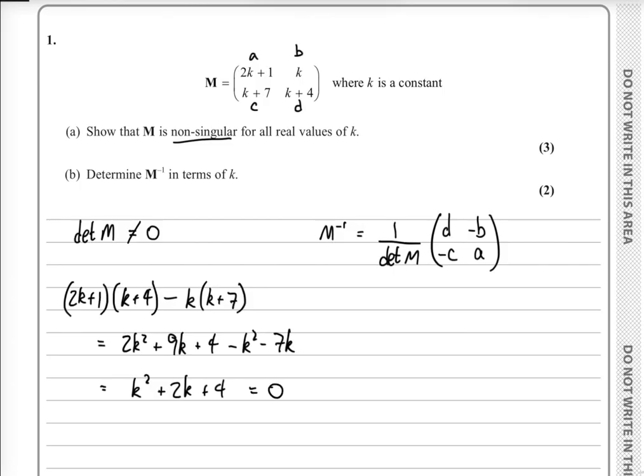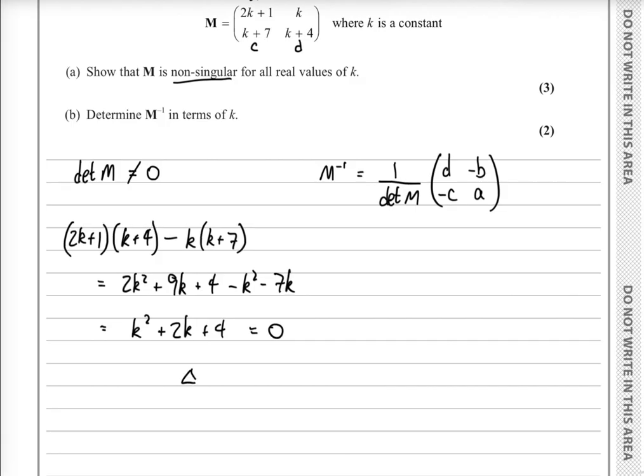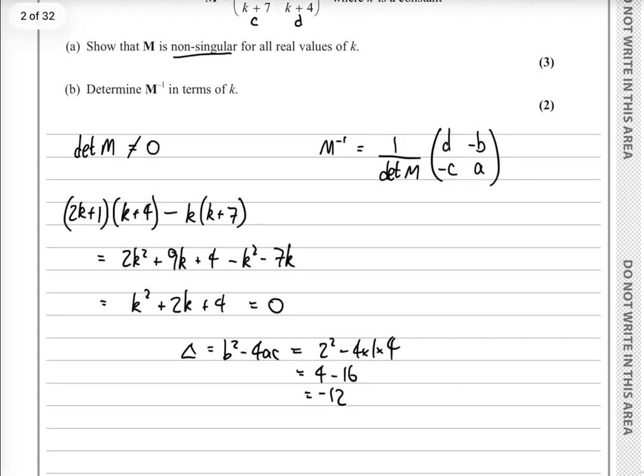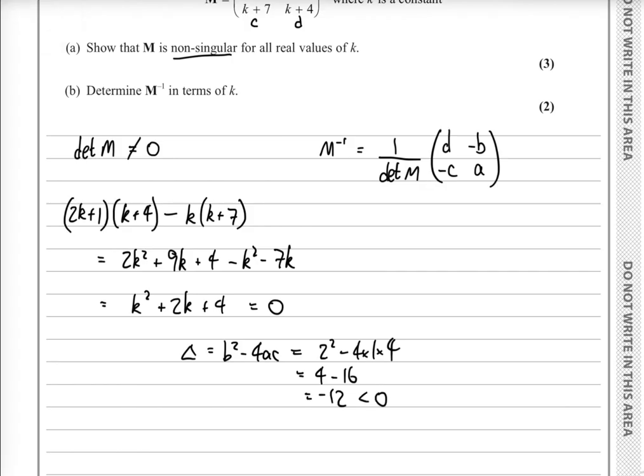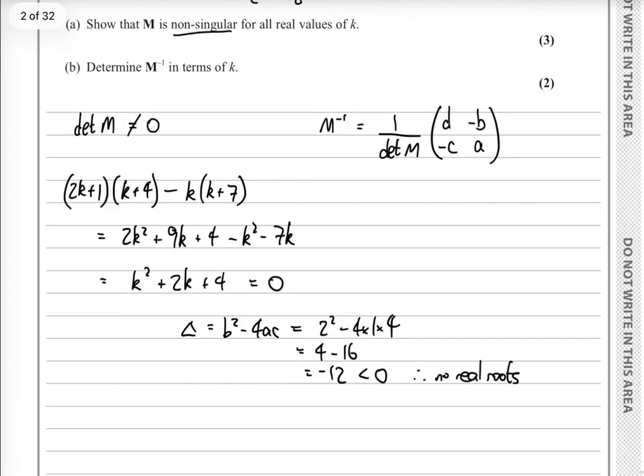And if we set that equal to 0, you can see that the discriminant, b squared minus 4ac, is equal to 2 squared minus 4 times 1 times 4. 4 minus 16 is minus 12. You can't square root minus 12 with a real value. That's less than 0, therefore no real roots. Which means the determinant of M cannot equal 0, which means it is non-singular, for all real k.